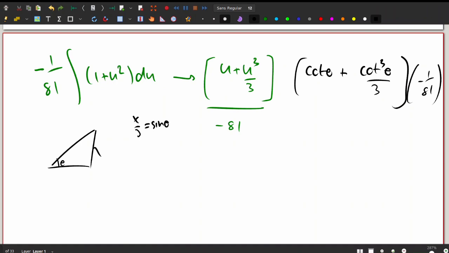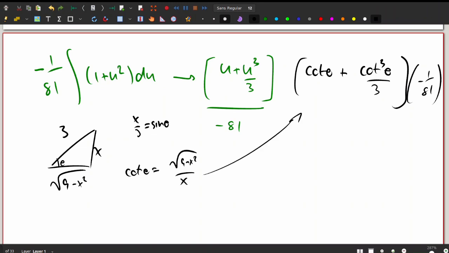And therefore the opposite over hypotenuse has to equal x over 3, making our missing side square root of 9 minus x squared. Now cotan is the adjacent over the opposite, and so cot theta is going to equal the square root of 9 minus x squared over x. And all we have to do is plug this back into our function to get our final answer.